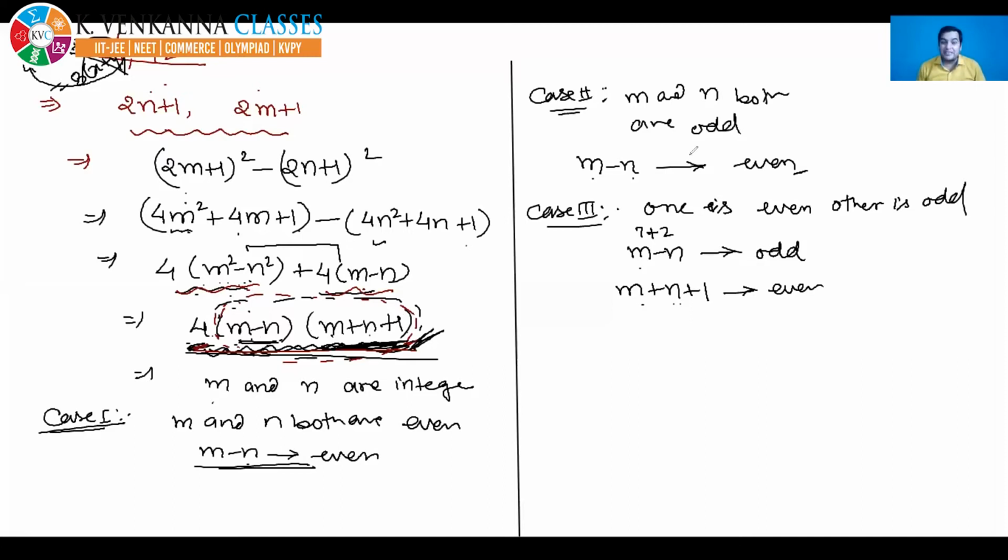I am analyzing if m and n are even, if m and n are odd, if one is even and one is odd, then what will be m minus n? What will be m plus n plus 1? Okay. That's why I analyzed that m minus n will be odd, and m plus n plus 1 will be even. Okay. So I am just analyzing these. I am not adding or subtracting anything from my side. Yes. Anything else you want to ask?